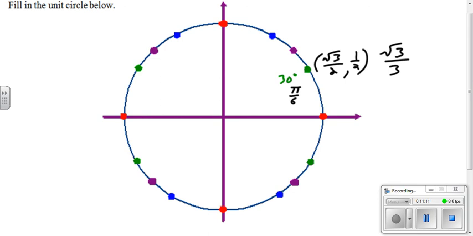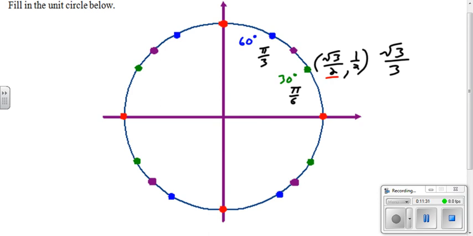I'll go on to this blue one. If the green one was at 30, then we go another 30 to get our blue, so we'd say that it's at 60 degrees, which would convert to, if this was pi over 6, this would be 2 pi over 6, which we can reduce to pi over 3.